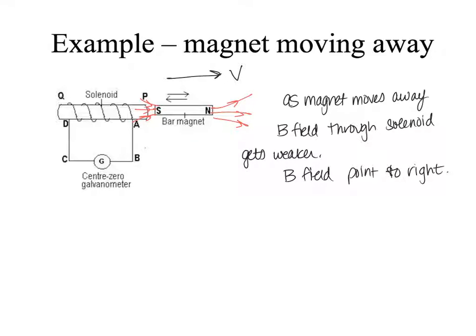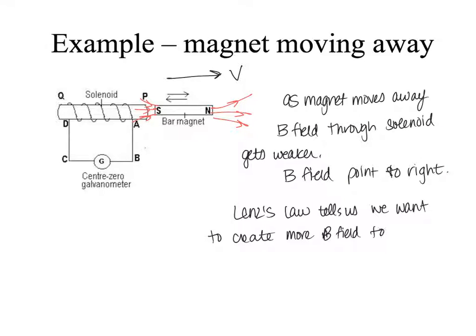And so to oppose that change, Lenz's law will tell us that we want to create more magnetic field to the right to oppose the change.